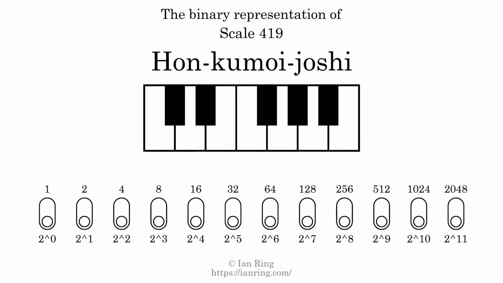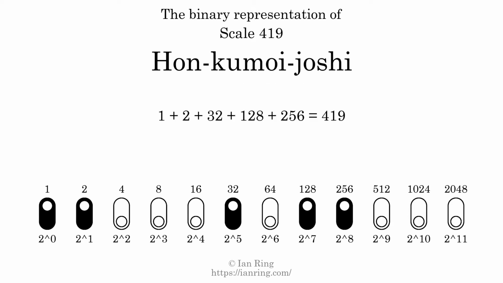The binary representation of this scale is determined by mapping tones of the scale to binary digits. Each binary digit represents a power of 2. To get the scale number, we add the powers of 2 together. The powers of 2 that are present in the scale, all added together, equals 419. That is why the scale number, in decimal, is 419.